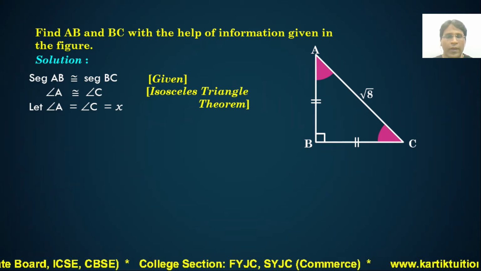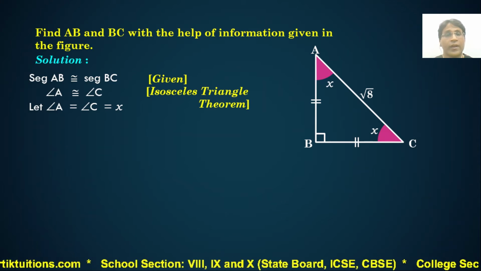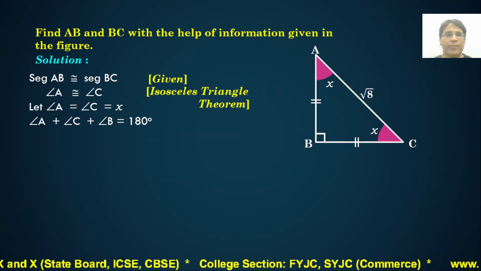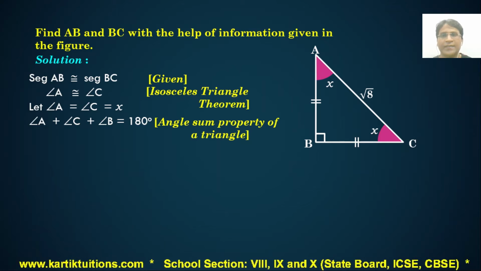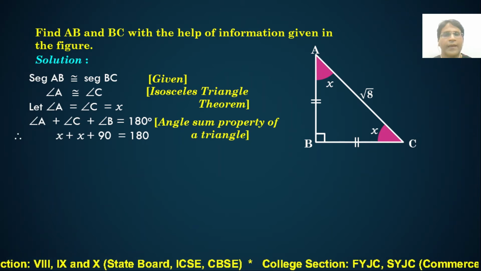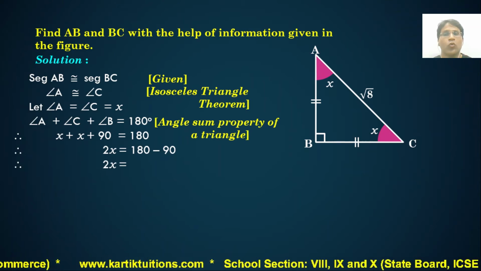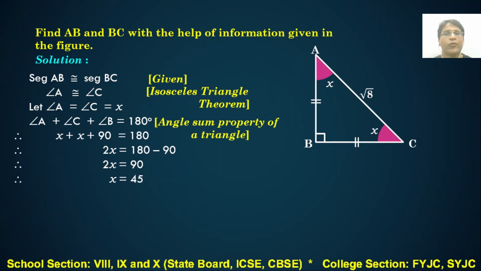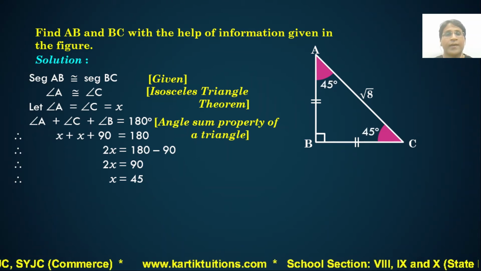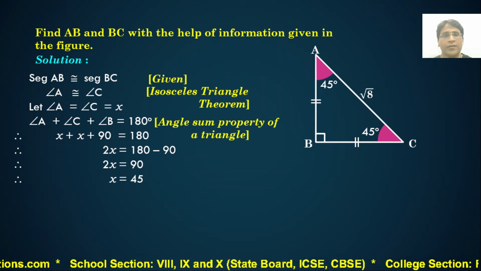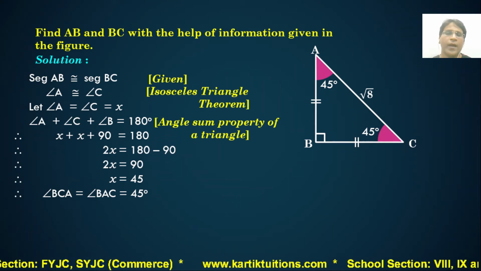Now we know the angle sum property of a triangle, that the sum of all the three angles has to be equal to 180 degree. So angle A plus angle B plus angle C is equal to 180 degree, angle sum property of a triangle. Now A is x, so x plus x plus 90 is equal to 180. Now that will become 2x is equal to 180 minus 90. So 2x is equal to 90. So x is equal to 45. If x is equal to 45, that means angle A is 45 degree, angle C is also 45 degree. In other words, angle BAC, which is equal to angle BCA, will be 45 degree.